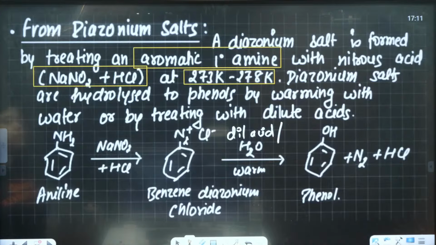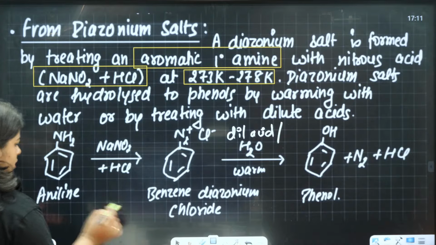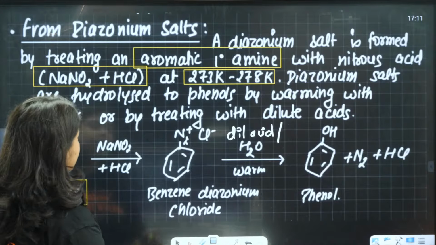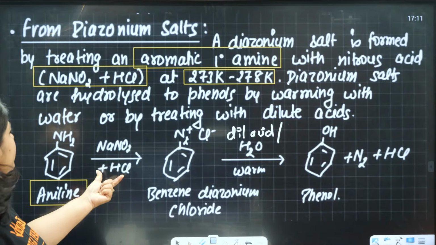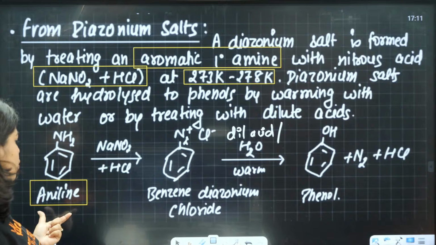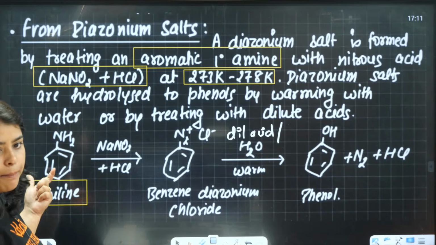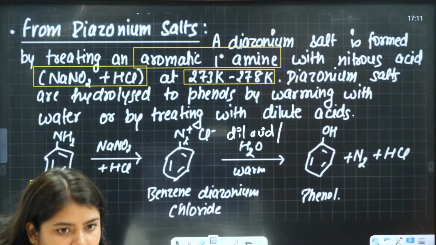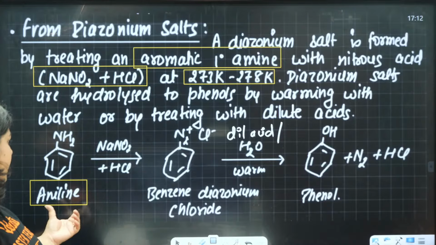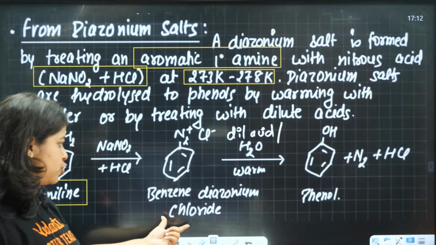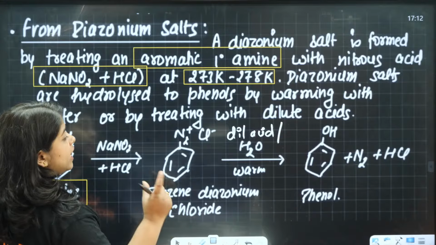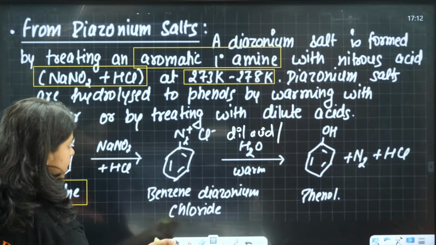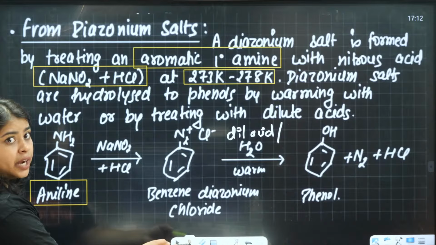Okay, next comes diazonium salts. Here the same aniline we have taken. Aniline is getting reacted with NaNO2 plus HCl. That is, an aromatic primary amine is also called aniline. Okay, then afterwards, we are going to get benzene diazonium chloride. Understanding? Diazonium chloride. What are we going to get?